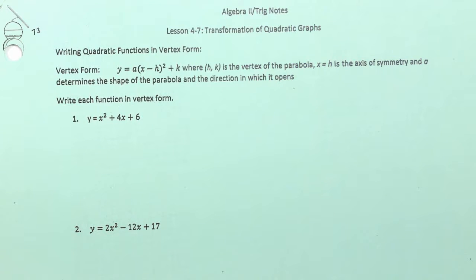For these first four problems, we're going to put it in vertex form. And vertex form's up here. So we want to put our A on the outside. We want to have a perfect square binomial right here. And then K on the outside. So we're going to start this one the same way we would completing the square. The only difference is this is not going to be equal to 0.